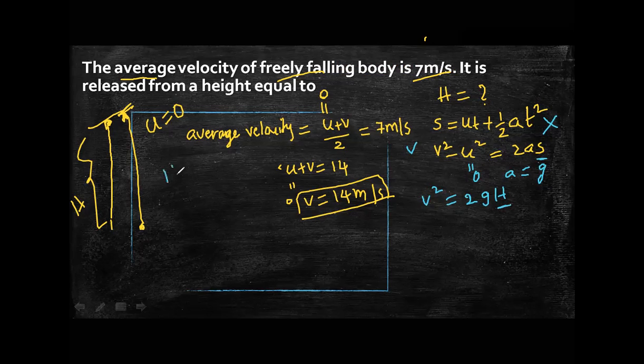So now I can find h. h is equal to v square by 2g. I already know the v value. So v square is 14 into 14, by 2 into g. You have to remember the g value: 9.8 or 10, you can write either, depending on the problem. 9.8 meters per second square is the actual value. Even if they don't provide that value, you should be able to remember it.